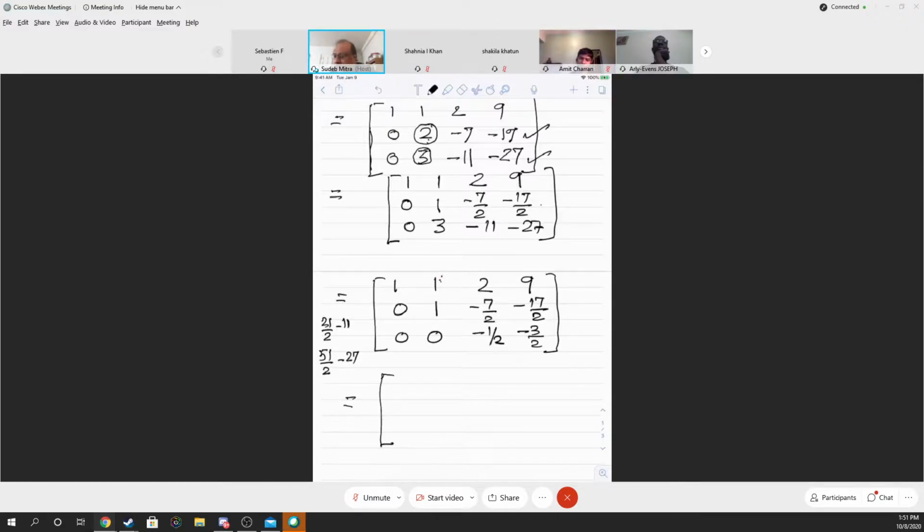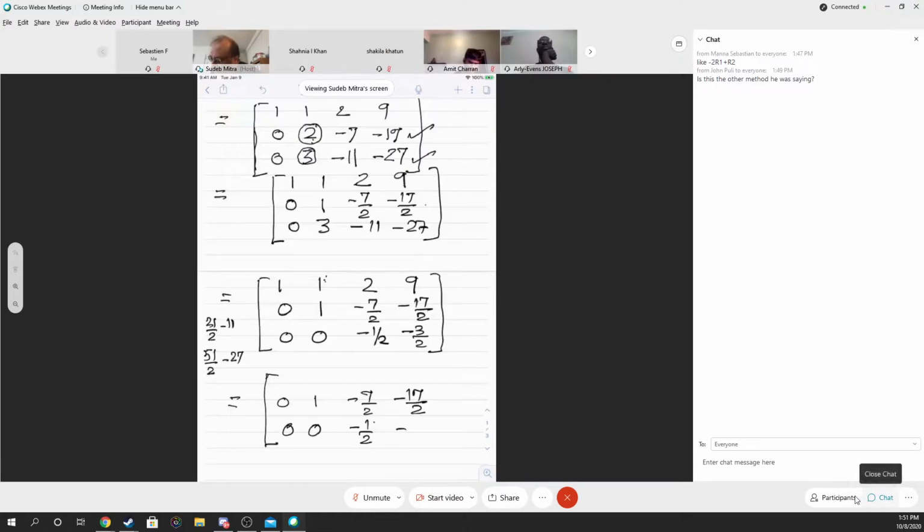Okay, that's easy. Multiply the second row by -1. Don't disturb the second row. Multiply the second row by -1 and add it to the first row. That's it, 0.